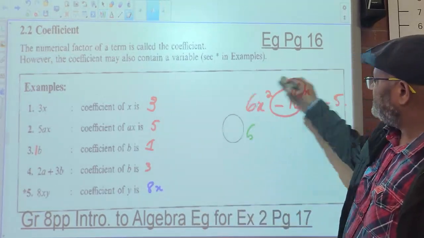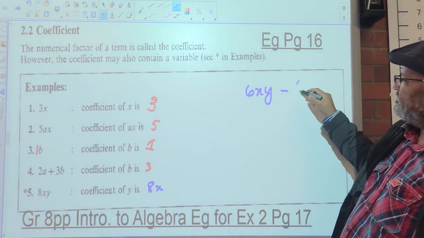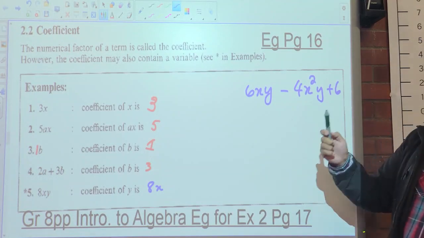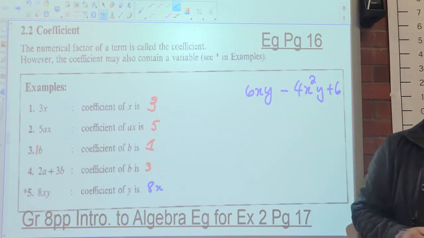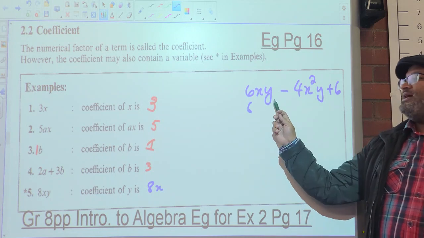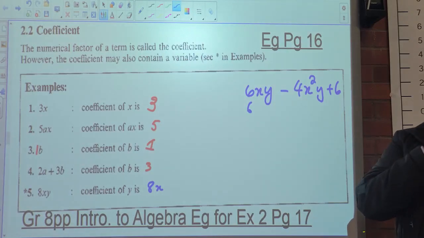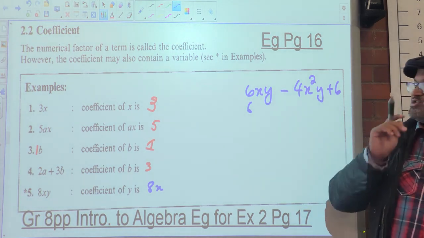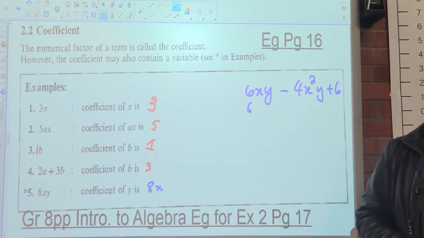So for example, say you have 6xy minus 4x squared y plus 6. What is that? Now listen carefully. What is the numerical coefficient of xy? Positive 6. What is the numerical coefficient of y? You see, you're not listening. Numerical is what? Number. So the numerical coefficient of xy is 6 and the numerical coefficient of y is 6.